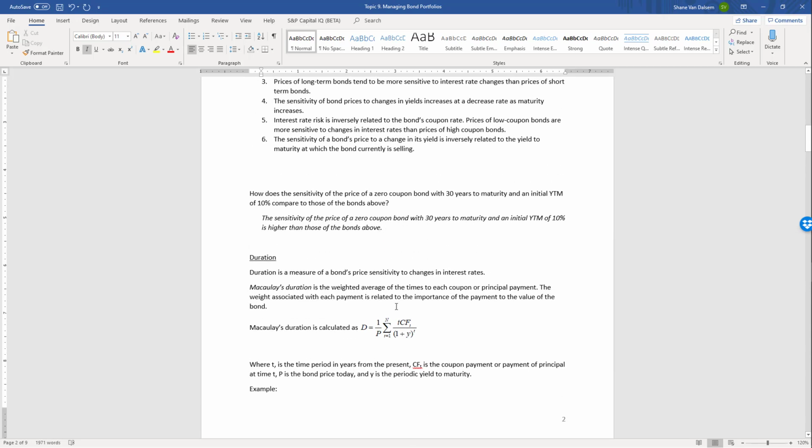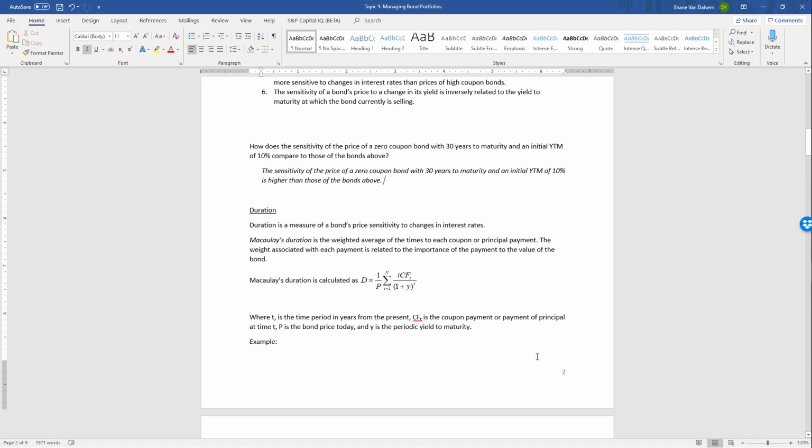So the next measure we're going to talk about is duration. I'm going to show you how to calculate it by hand, but what I'm actually going to have you do is calculate it using Excel, which is much easier, and I demonstrate how to do that in the next video. Duration is a measure of a bond's price sensitivity to changes in interest rates. Macaulay's duration is the weighted average of the times to each coupon or principal payment. The weight associated with each payment is related to the importance of the payment to the value of the bond.